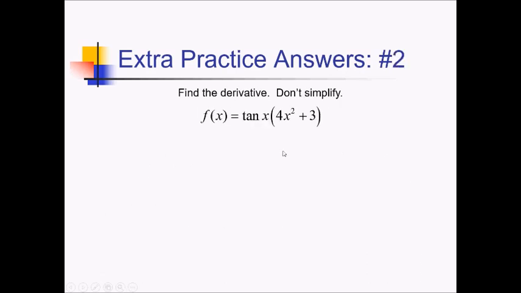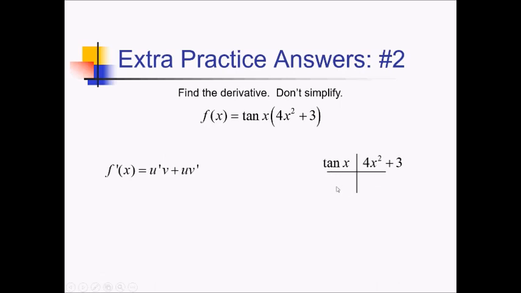To find the derivative on this problem, we will use the product rule. So that's u prime v plus uv prime. Setting up the box and ribbon to organize all this, we've got our first factor, tan of x, up here. And then the other factor, 4x squared plus 3, going in our upper right box.